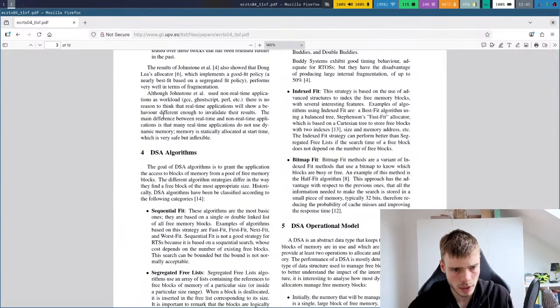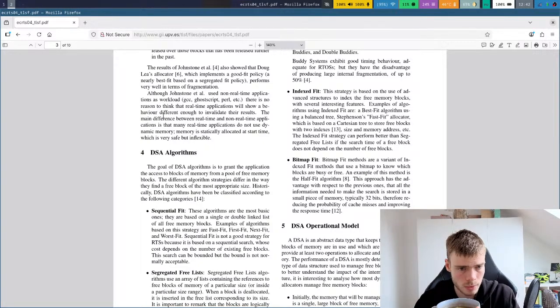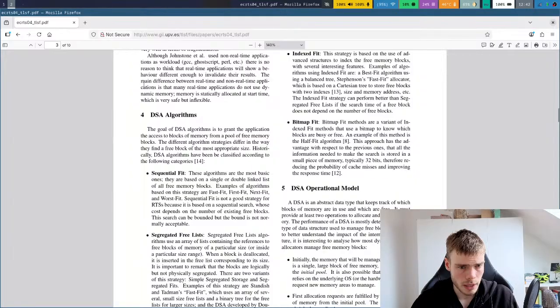Although Johnstone et al. used non-real-time applications as workload, such as GCC, Ghostscript, Perl, etc., there's no reason to think that real-time applications will show a behavior different enough. The main difference between real-time and non-real-time applications is that many real-time applications do not use dynamic memory. Memory is statically allocated at start time, which is very safe.